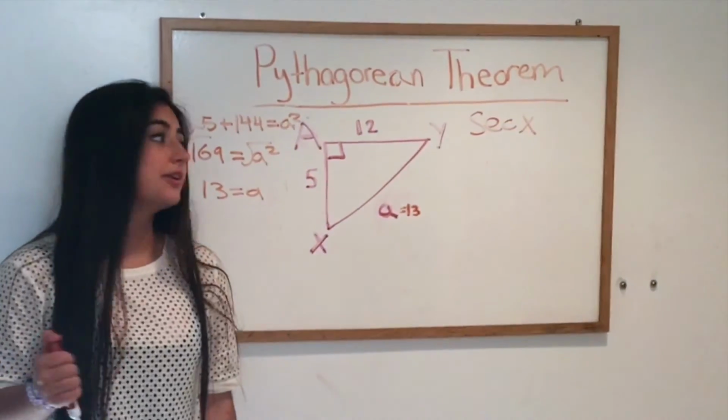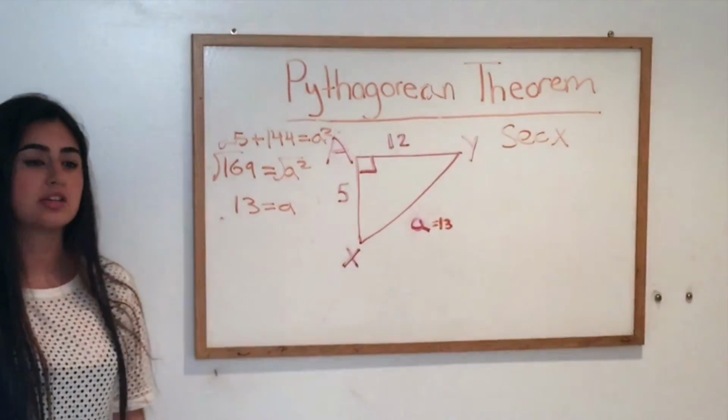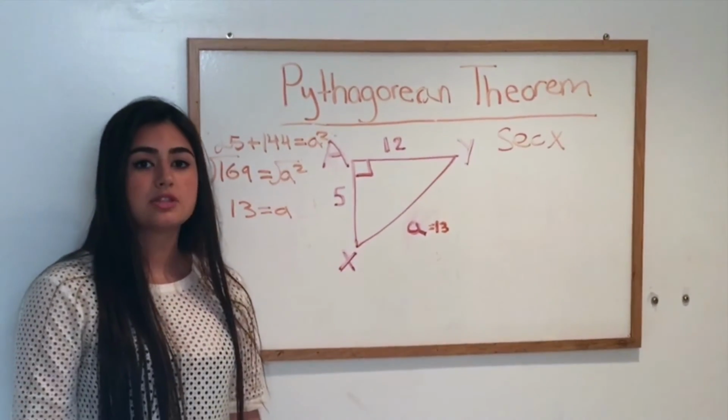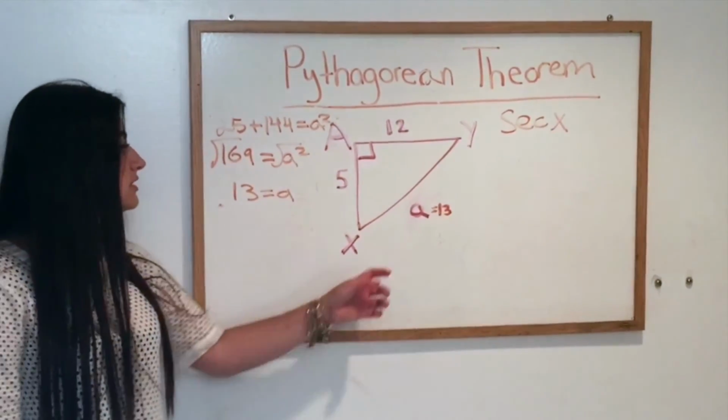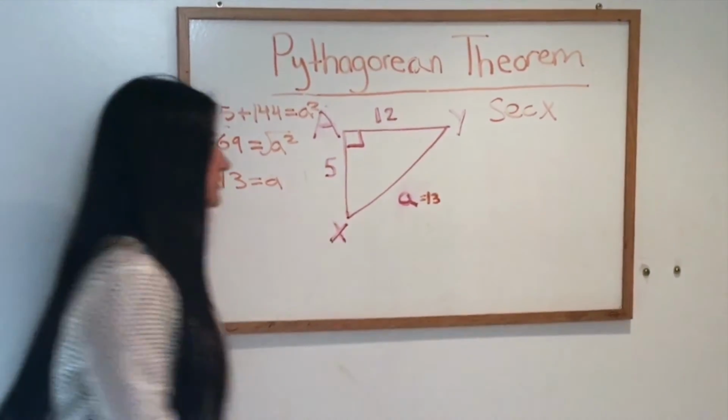As we previously learned, secant is one of the 6 trig functions. Secant equals hypotenuse over adjacent. So in this case, secant equals 13 over 5.